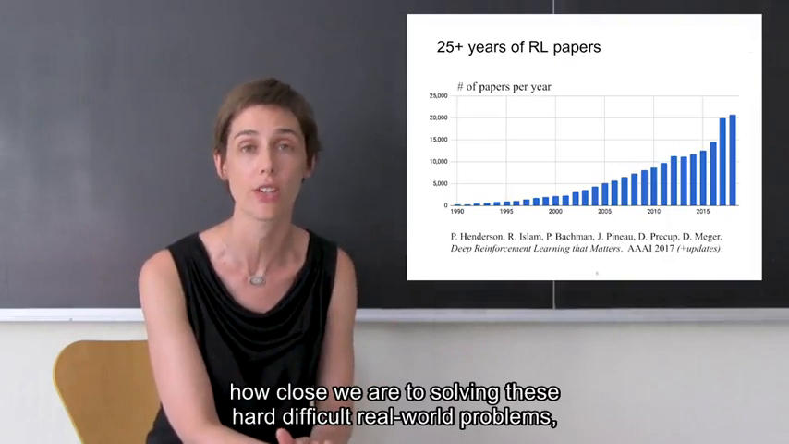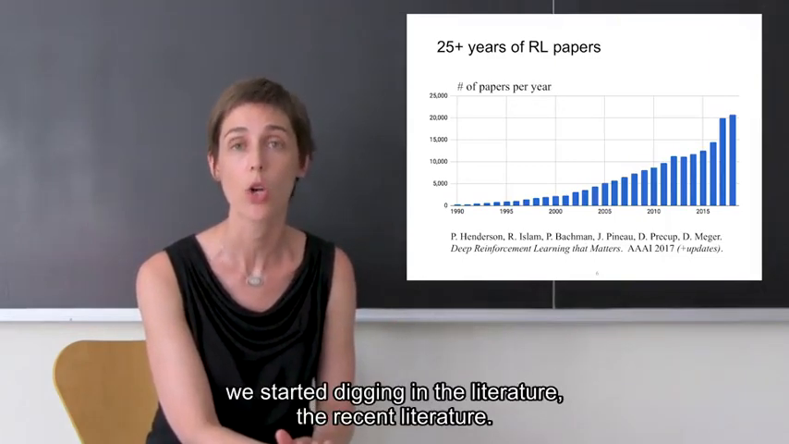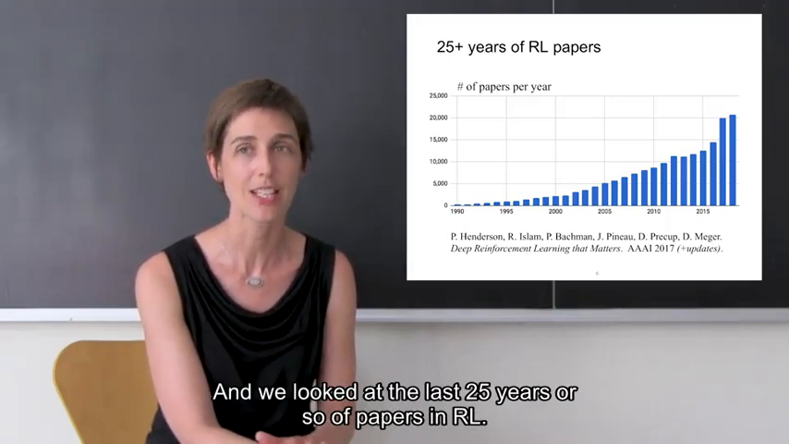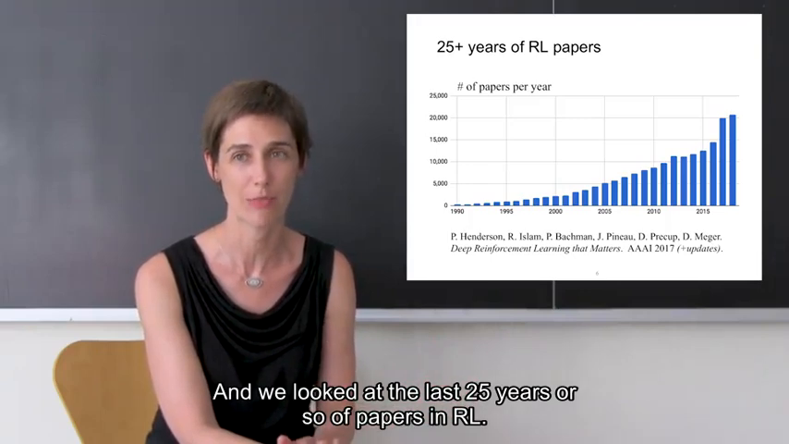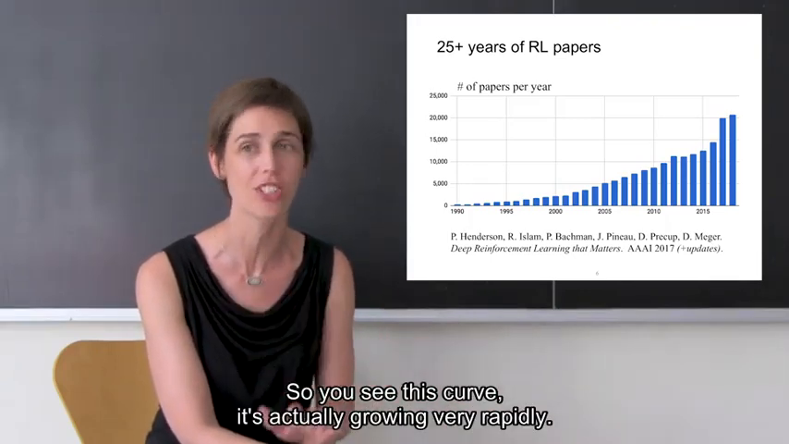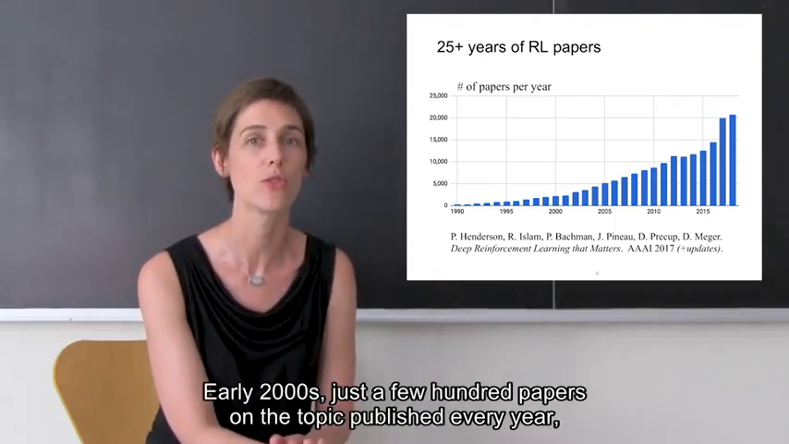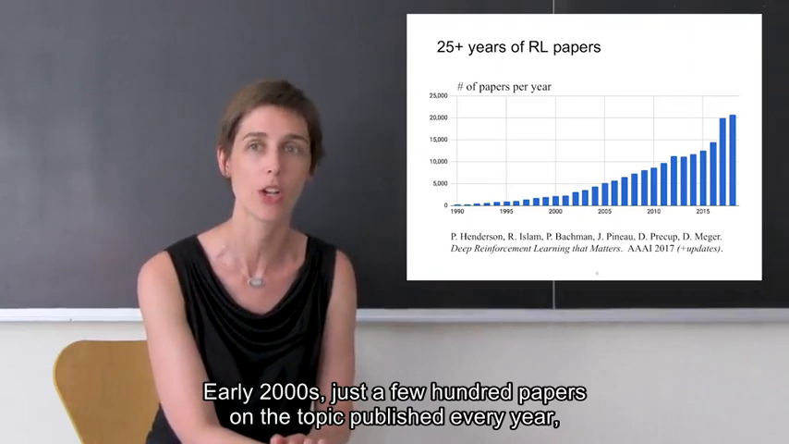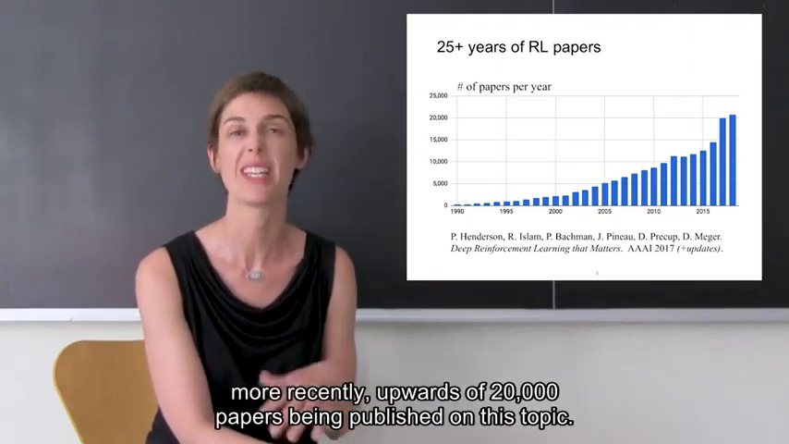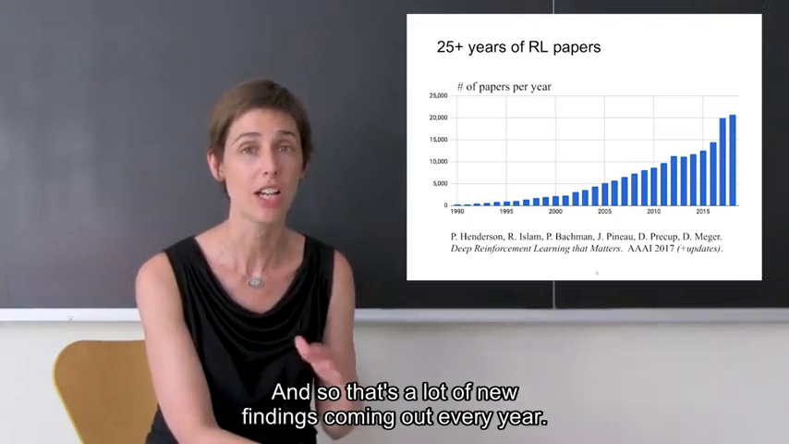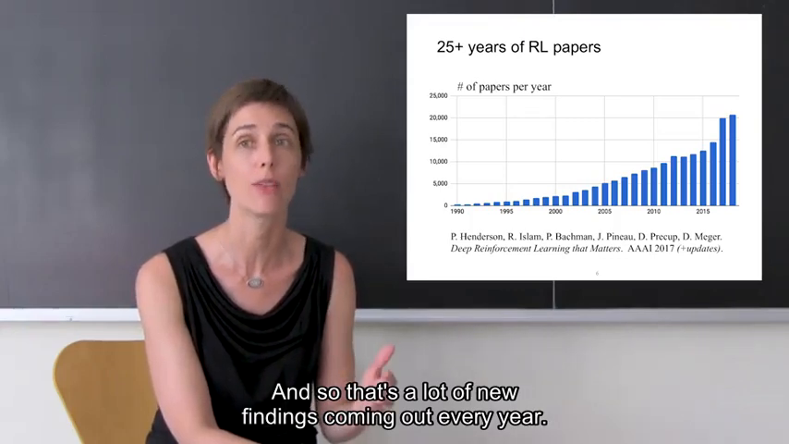to solving these hard, difficult real-world problems, we started digging in the recent literature, and we looked at the last 25 years or so of papers in RL. So you see this curve, it's actually growing very rapidly. In the early 2000s, just a few hundred papers on the topic were published every year. More recently, upwards of 20,000 papers are being published on this topic. And so that's a lot of new findings coming out every year.